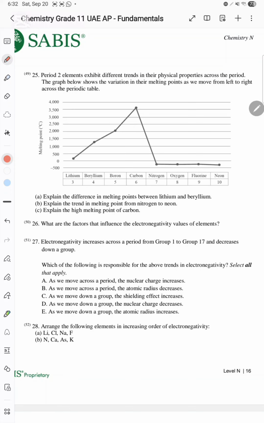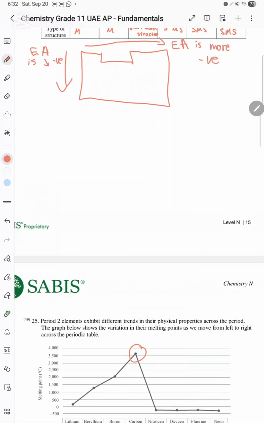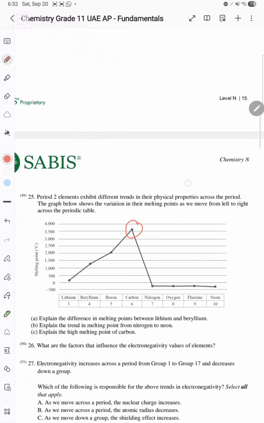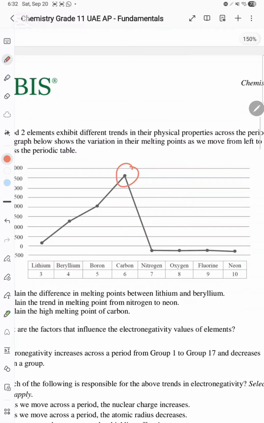Now, explain the high melting point of carbon. Carbon is held together by, as we said above, a strong molecular covalent structure. The bonds between them are covalent bonds, strong covalent bonds between the atoms of carbon. They're very, very hard to break. That's why it has a high melting point, because you need a lot of energy to break them.